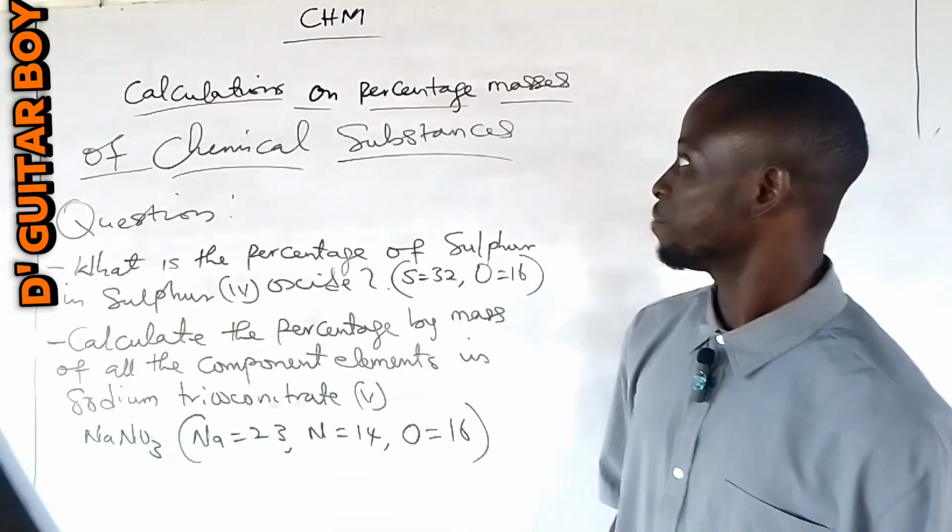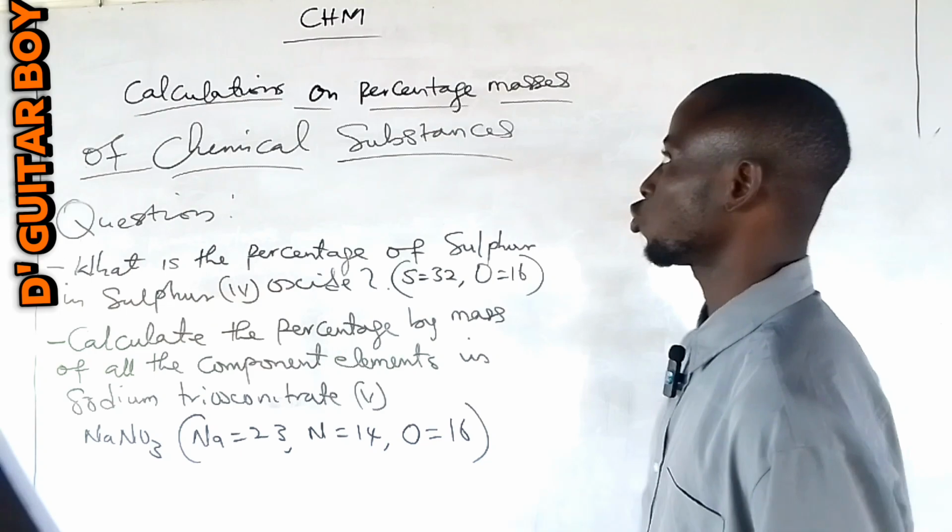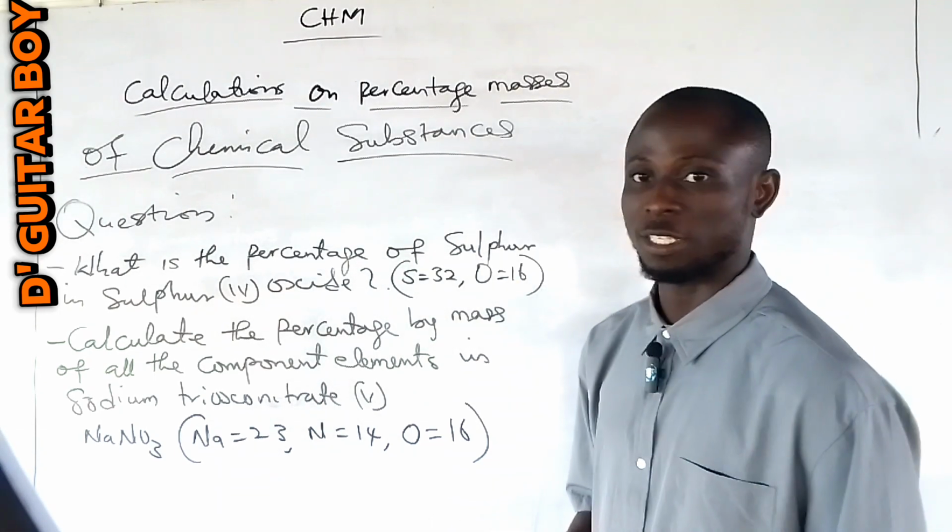Today, we are going to be treating chemistry, and the part of chemistry we are going to be treating today is calculations on percentage masses of chemical substances.